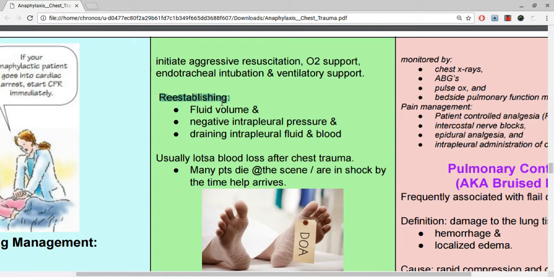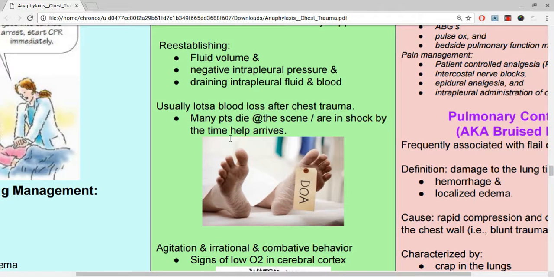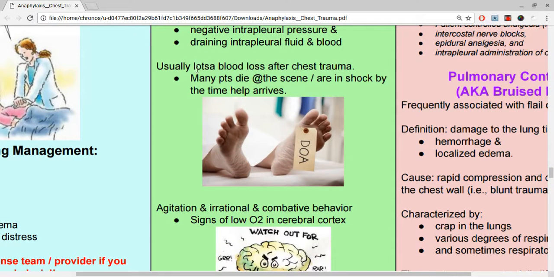You're going to reestablish fluid volume and negative intrapleural pressure. That just means you're going to keep the lung expanded, and you're going to drain any fluid or blood that's in there that's keeping the lungs from expanding, or that's putting pressure on the heart, as we could see in the cardiac tamponade that we discussed earlier.